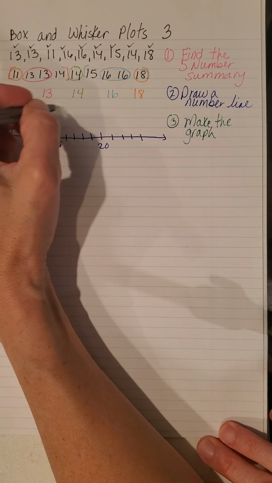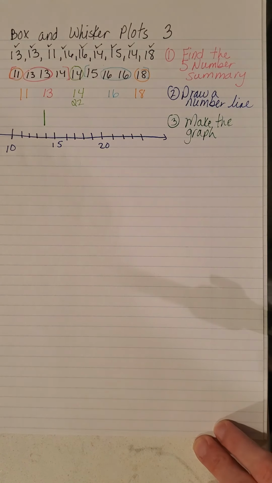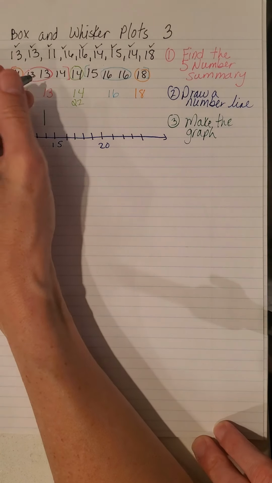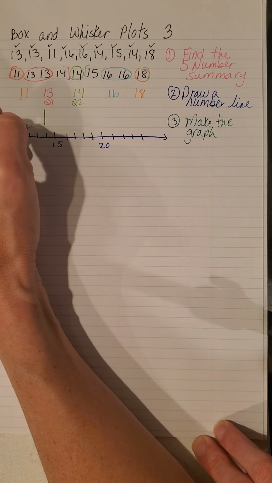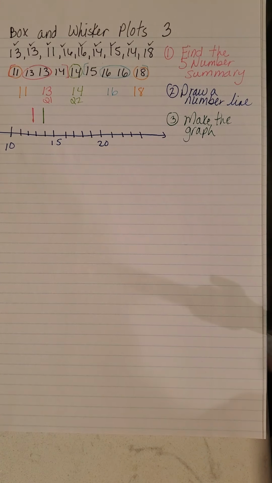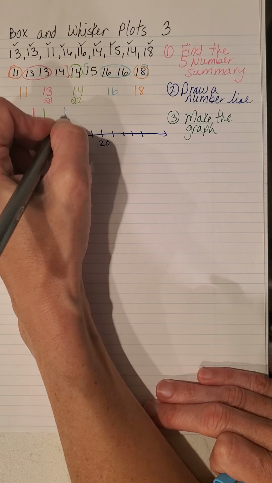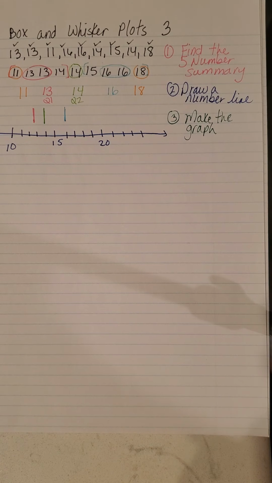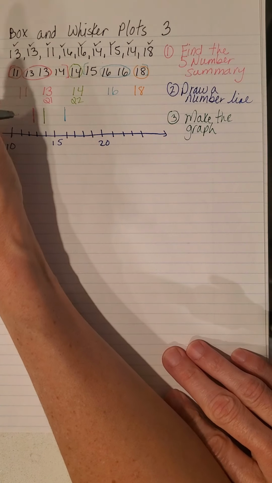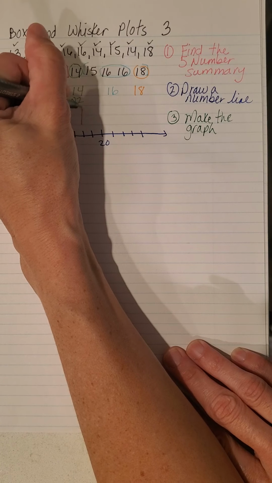I've got my median, 14. There's my median, or Q2. I can mark my Q1, or lower quartile, which is 13. That's right here. The upper quartile is 16. That's right here. They're all actually pretty close together. And then I have 11 as my minimum and 18 as my maximum.